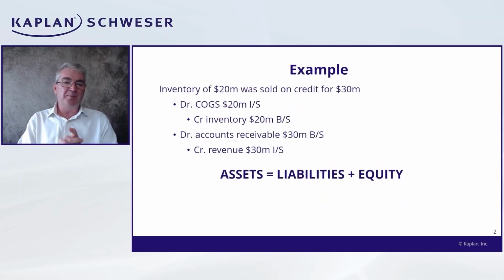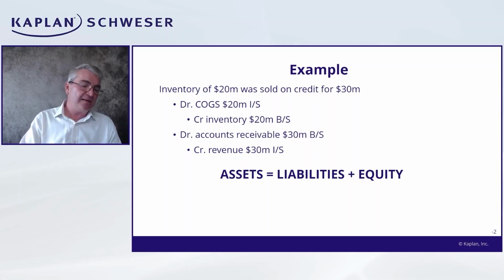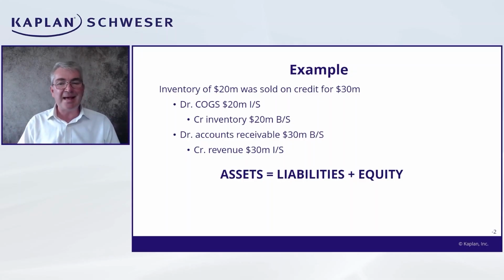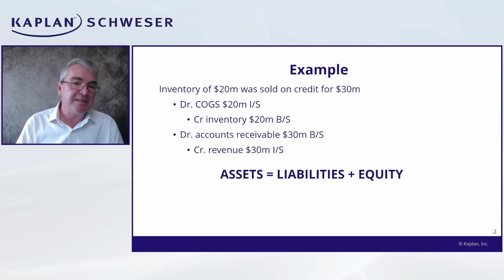Well, I've got a little example here. It's got debits and credits in it. Don't freak out. You're not going to be doing debits and credits in the exam. I just put them in. I don't know why I put them in here. Maybe I shouldn't. Okay, so look, inventory that had cost us 20 million was sold on credit for 30 million.